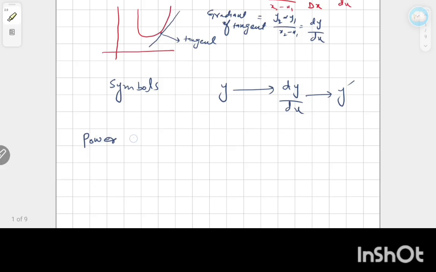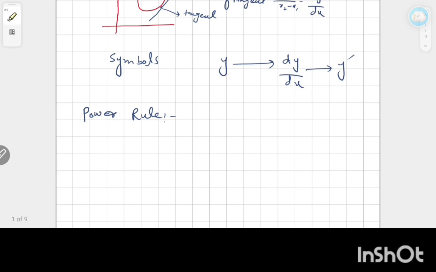Now we have to discuss the next one, the power rule. Dear student, what is the power rule? For example, we have x power n. If we take its derivative, the power will come at the start, and the power becomes n minus 1. After that we take the derivative of x, d over dx. So this is the basic power rule.